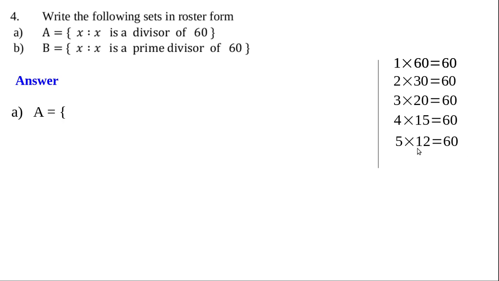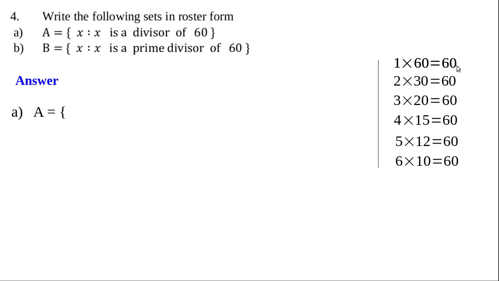5 into 12 equals 60. 6 into 10 equals 60. And what about 7? No. 8 not equal to 60 and 9 not equal to 60. Then 10 into 6 equals 60. Then this sequence repeats. Okay.